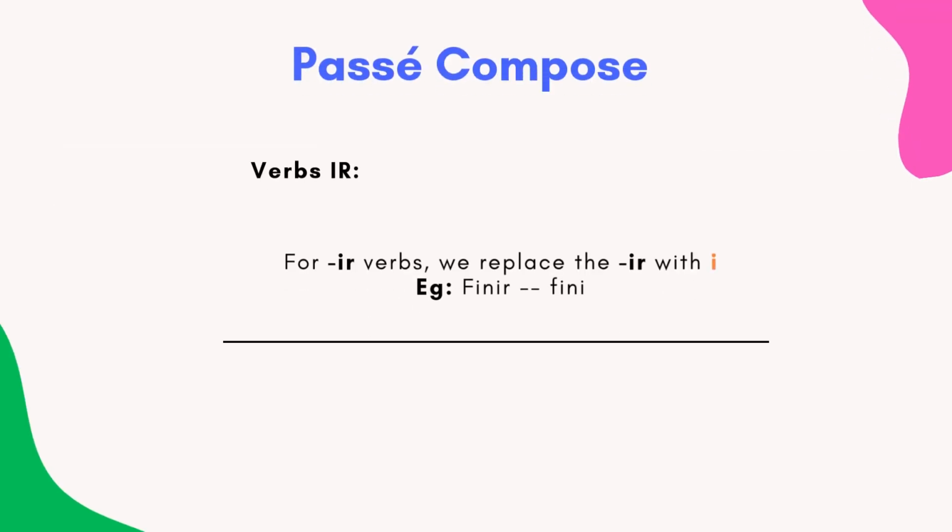Now let us move on to the second group of verbs, which are the IR verbs. For any regular verbs ending with IR, we replace it with I. We cut the IR and place I. That's so simple. One example we have here is finir, which is fini in the past tense.